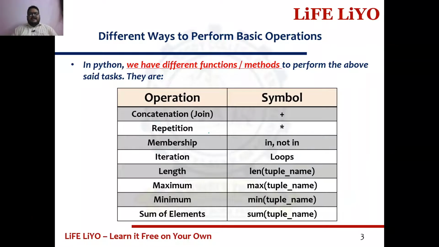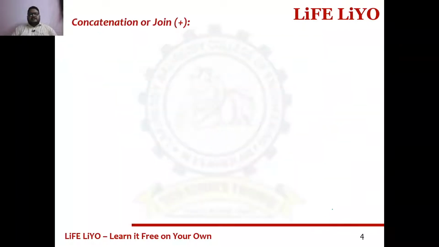There are different methods or symbols to perform these basic operations. For concatenation, we use the plus symbol. For repetition, we use the asterisk. Membership operators are of two types, that is in and not in. They check whether the element is present in the tuple or not. Loops are for iterating over the tuple. Next, finding the length uses the length function. For the maximum of the tuple, the max function. Minimum of the tuple, the min function. Sum of the elements of a tuple, the sum function. Now let us look into each of them.